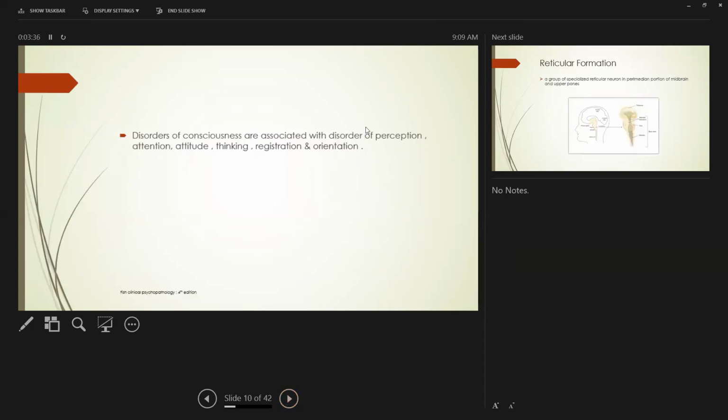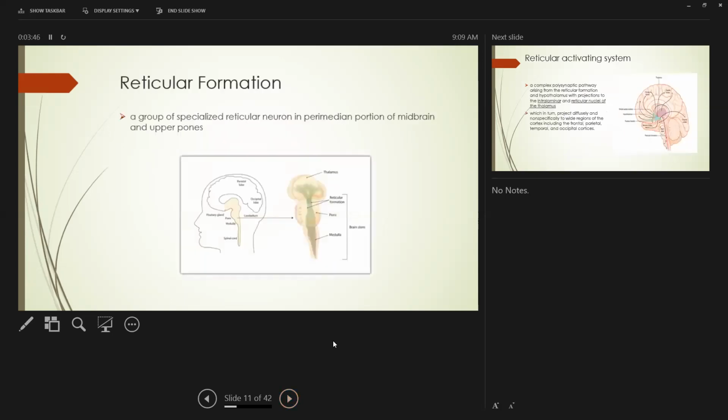Disorders of consciousness are associated with disorders of perception, attention, attitude, thinking, registration, and orientation. Now in the brain, we have the reticular formation. Reticular formation is a group of specialized reticular neurons in the paramedian portion of the midbrain and upper pons.